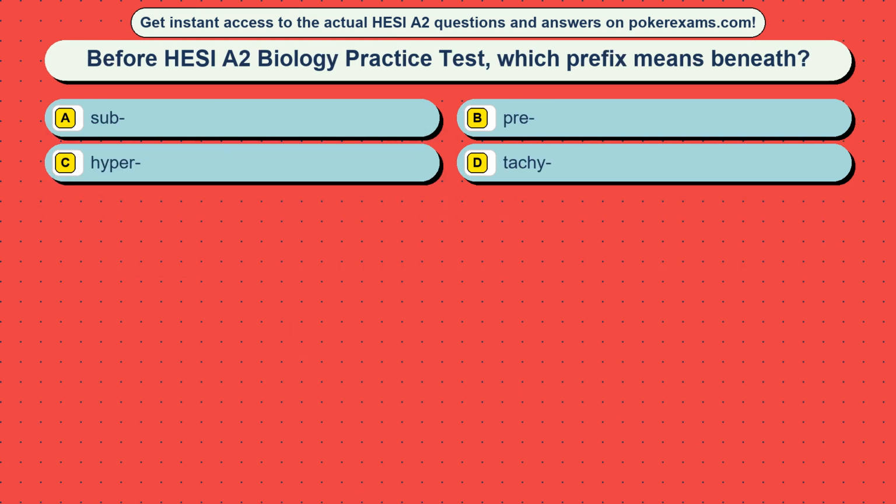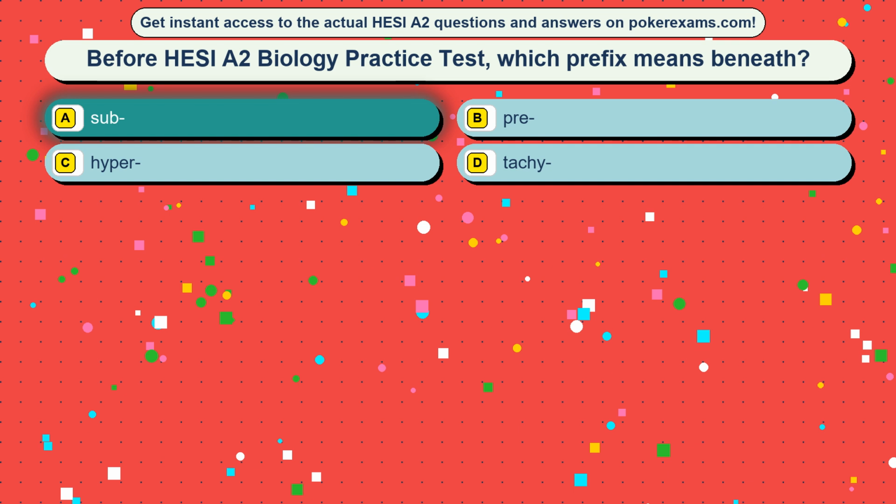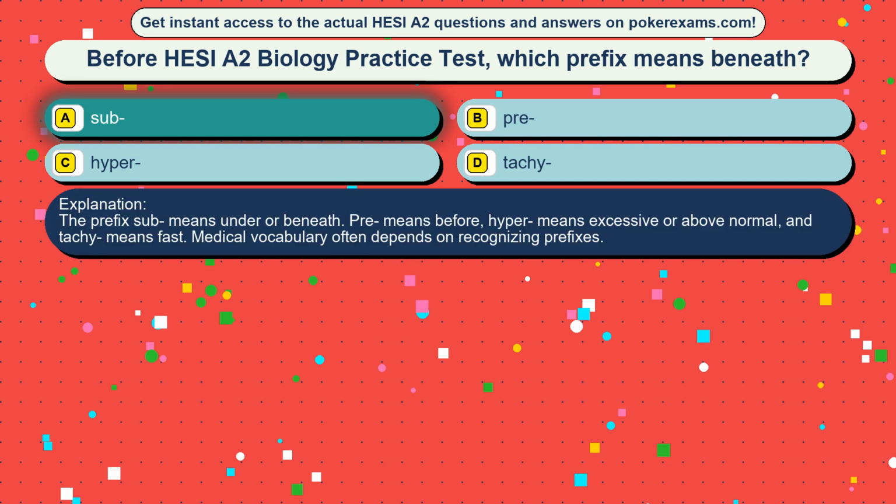Question 5. Before HESI A2 Biology Practice Test, which prefix means beneath? Option A, sub. Option B, pre. Option C, hyper. Option D, tachy. The correct answer is option A, sub. The prefix sub means under or beneath. Pre means before, hyper means excessive or above normal, and tachy means fast. Medical vocabulary often depends on recognizing prefixes.